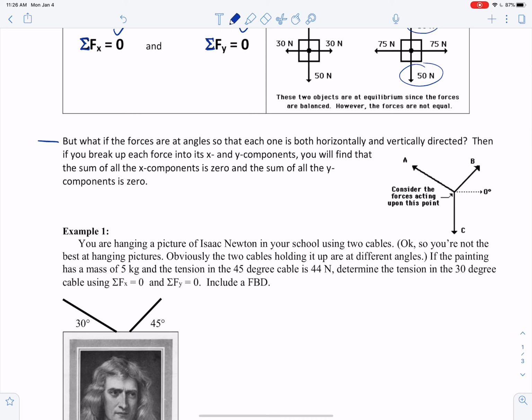But what if the forces are at angles so that each one is both horizontally and vertically directed, meaning that a force like this is pointing vertically upwards and horizontally leftwards? Then if you break up each force into its x and y components, you will find that the sum of all the x components is zero, and the sum of all the y components is zero. Let's take a look at an example of that.